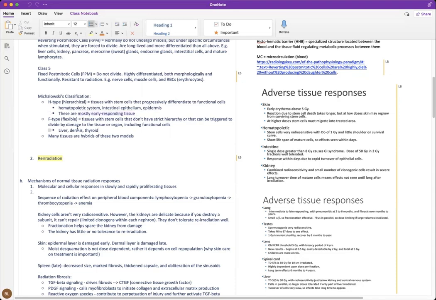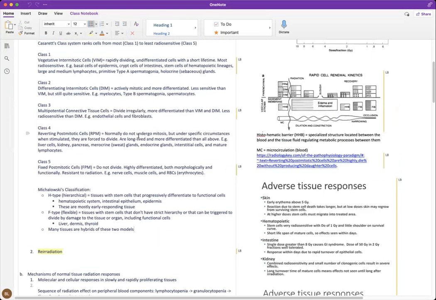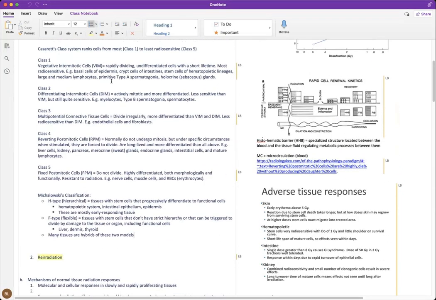And then there's F-type, flexible tissues of stem cells that don't have a strict hierarchy and can be triggered to divide by damage to the tissue or organ, including functional cells. So liver, dermis, and thyroid. And many tissues are a hybrid of these two models. So two different ways to think of how you categorize cells, either with this Casarett's class system or the Michalowski system with the H and the F.